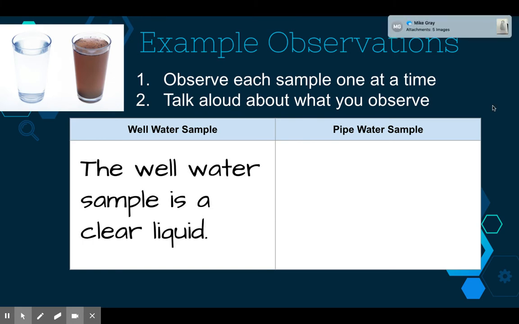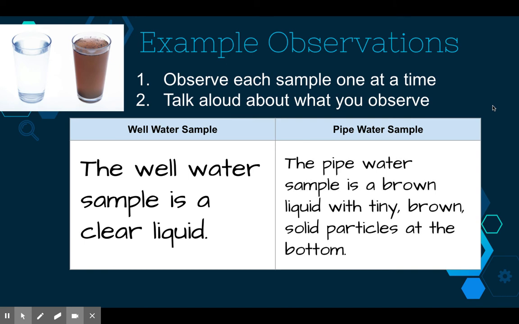So in the next section, say you were just observing the well water sample. That's not one of them, but let's say you were. A good observation would be the well water sample is a clear liquid. If you could smell it, you would say maybe it's odorless or it does have an odor of some sort, but we can't smell it, so we're not really at an advantage doing this virtually. When you look at the pipe water sample, an example of an observation would be the sample is a brown liquid with tiny brown solid particles at the bottom. Okay, I don't want you to copy either of these because they're just examples.